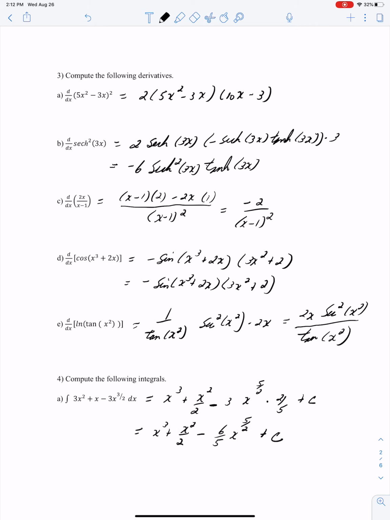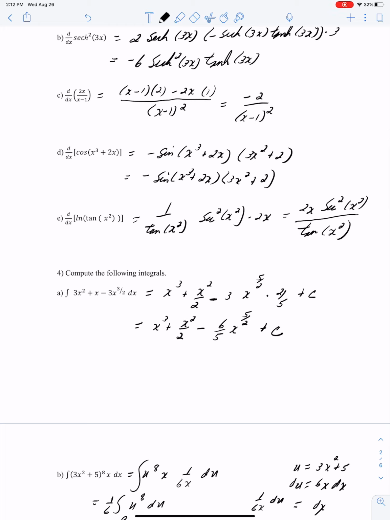All right, so picking up from last time, I think we need to start with letter D. Letter D is another application of the chain rule. The outside function is cosine. So what's the derivative of cosine? Minus the sine. So I go minus the sine of x cubed plus 2x. Chain rule says times the derivative of the inside, which is 3x squared plus 2. Okay, and we can just leave it like that.